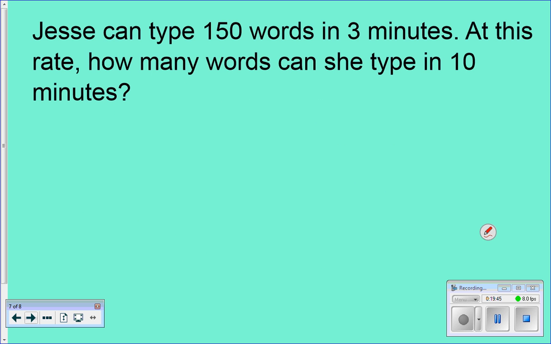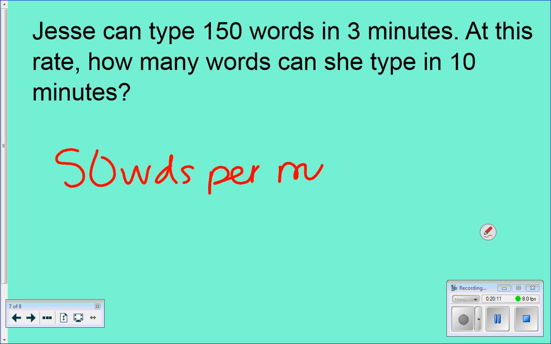All right, so Jessie can type 150 words in 3 minutes. At this rate, how many words can she type in 10 minutes? So first of all, I need to figure out how many words she can type in 1 minute, right? We could probably do this in our heads. 150 words in 3 minutes. How many can she do in 1 minute? 50. So if she can do 50 words per minute, how many words can she type in 10 minutes? 500 words.